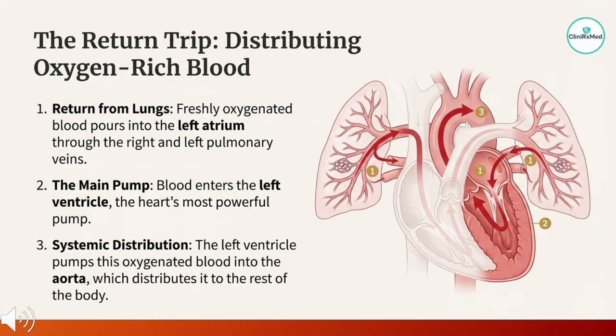After being oxygenated, blood pours into the left atrium via the pulmonary veins. It then enters the left ventricle, the heart's most powerful pump, which sends the oxygenated blood into the aorta for distribution to the rest of the body.